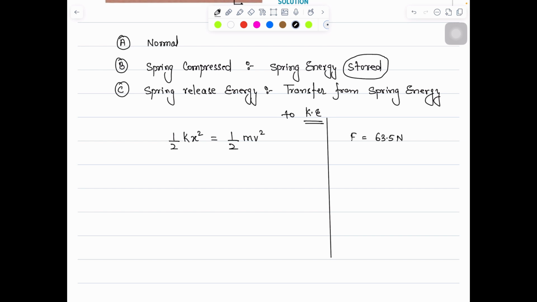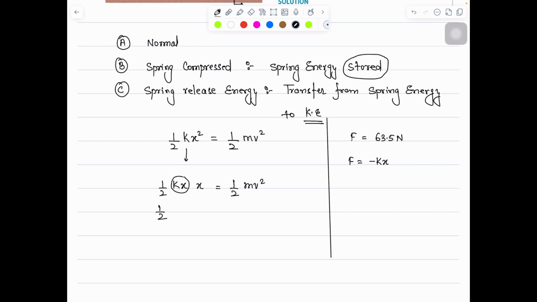63.5 Newton. The interesting thing, we know F is equal to negative kx. So can I solve this? Half k x square, can I write x multiply x? So this value becomes your force. So it is equal to kx, half mv square.